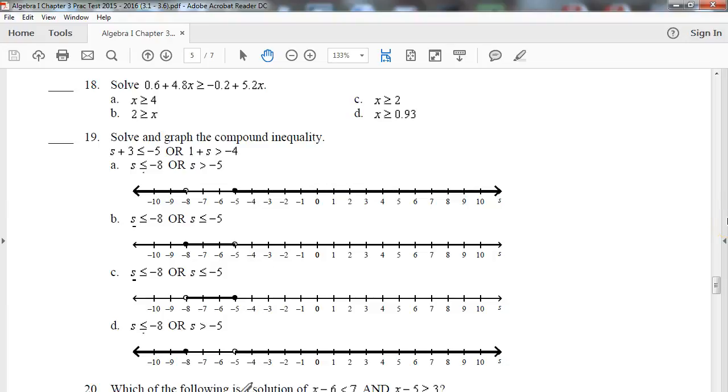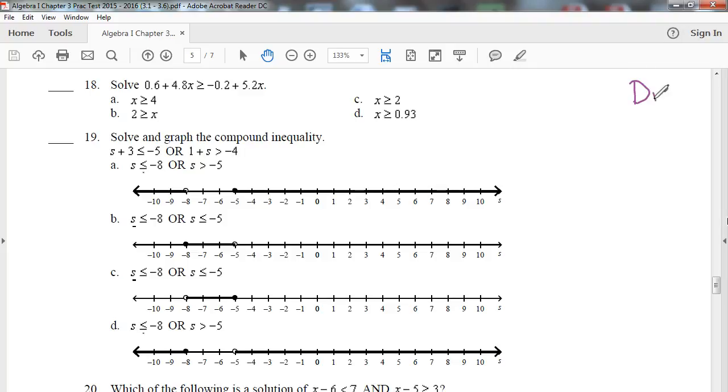Hi, this is Mrs. Ellison, and I am ready to start the second part of the Algebra 1, Chapter 3 practice test video. We finished with 17, so we'll start this one with 18. Number 18 says solve 0.6 plus 4.8x is greater than or equal to negative 0.2 plus 5.2x.